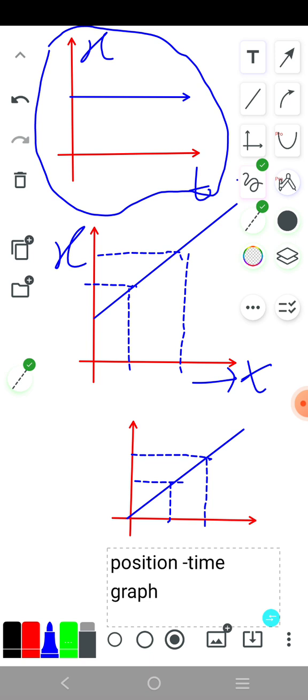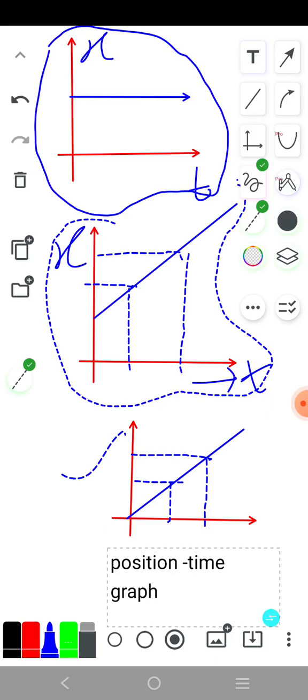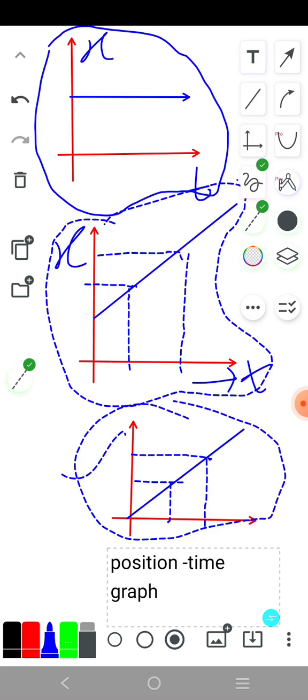Either the object has started from the origin, then the graph will be like that, or if the object has not started from origin, then the graph will be like that. These are the graphs of an object carrying a motion which is uniform motion. That means the position time graph of an object moving with uniform velocity, or uniform speed, will be either a straight line passing through the origin, or a straight line intercepting the x-axis, like that.